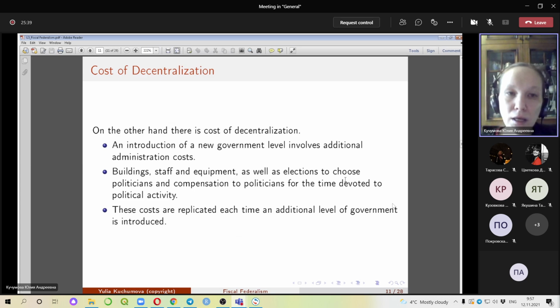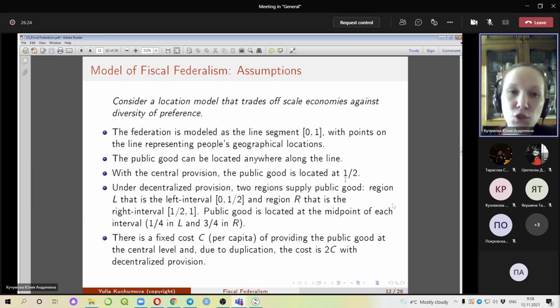But right, the solution could be okay. There is a cost of uniformity, or cost of centralized provision of the public good, but there are also some costs of decentralization as well. A specific introduction of a new government level involves additional administration costs: building, staff, equipment, as well as elections to choose politicians and compensation to politicians for the time devoted to political activities. All this is costly, and these costs are replicated each time an additional level of government is introduced. Now we are going to have a model that's going to trade off those two costs.